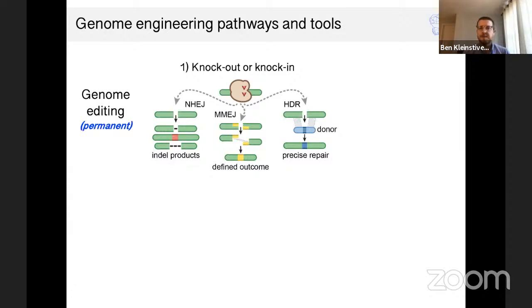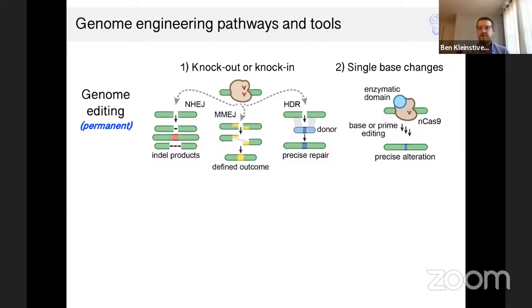There are other types of DNA repair pathways in the cell that are far more precise, like homology-directed repair, where in the presence of a donor DNA template encoding some sort of change, the cell can use that molecule to repair the DNA break and then essentially transpose that change into the genome. So you can use homology-directed repair pathways to make small changes or even large multi-kilobase changes to introduce genes into specific parts of the genome. All of these methods are permanent heritable ways to make changes to the genome.